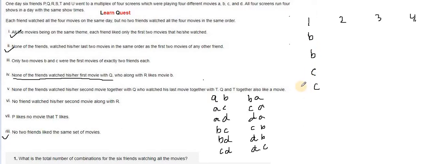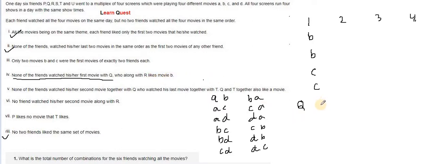Here, C, no, because nobody watched his or her first movie with Q. So that will be different. So one movie is here, one movie is here, that is A or D. So one of these two will be Q watching. So if Q is watching A, then the other person will be watching D. No one else is watching movie A first. Okay, so it will be something like that. Now here it is A or D, I don't know as of now. So I'm keeping it empty. But one thing for sure is that Q along with R likes movie B.